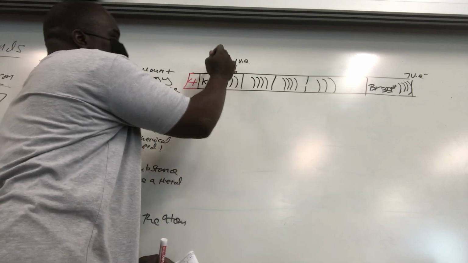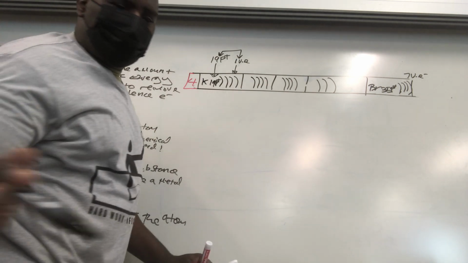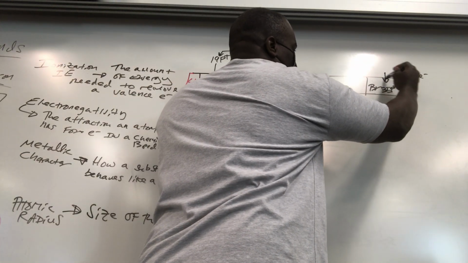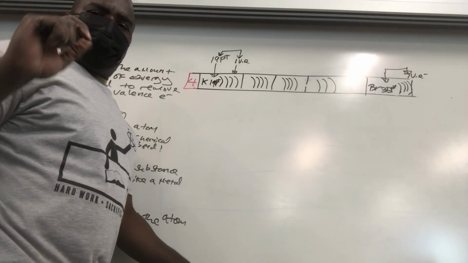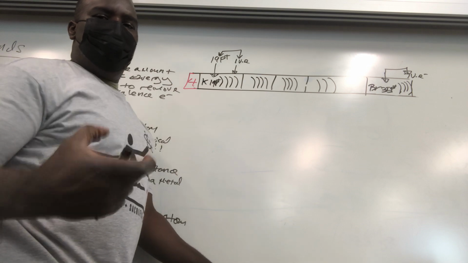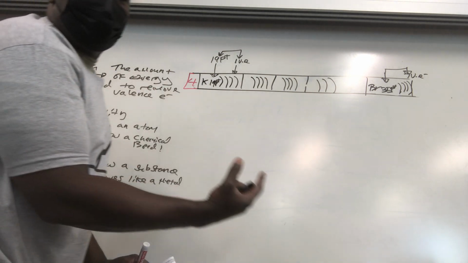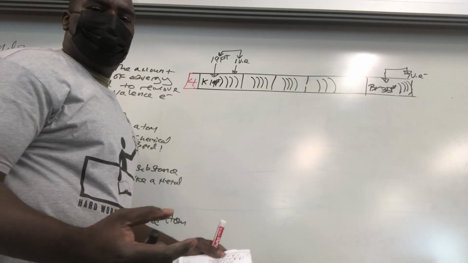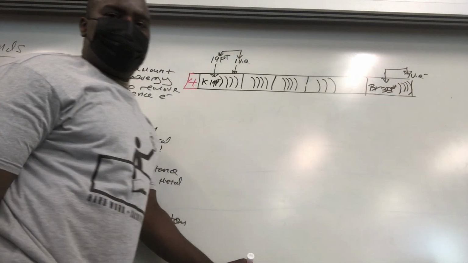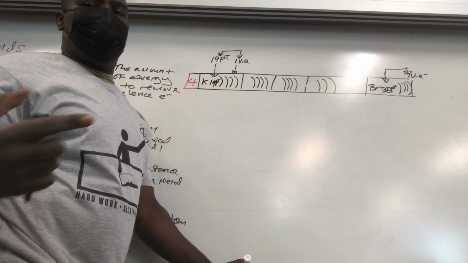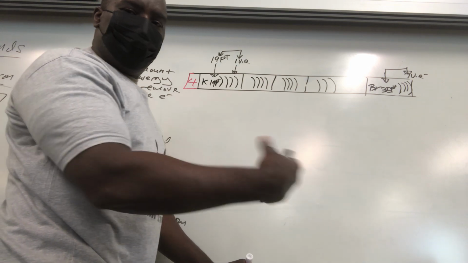So what are we looking at? We're looking at 19 protons attracting 1 valence electron versus 35 protons attracting 7 valence electrons. So the question you're going to ask yourself is, who has more attraction? And what do we talk about in terms of magnitude? Who has a higher magnitude? Who has a higher amount of charge? Is it 19 and 1, or is it 35 and 7? Hopefully you said 35 and 7. Good. So on this side right here, we have a higher attraction between the protons and the electrons.